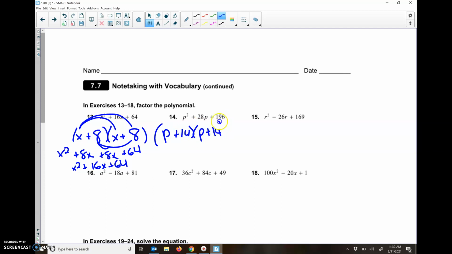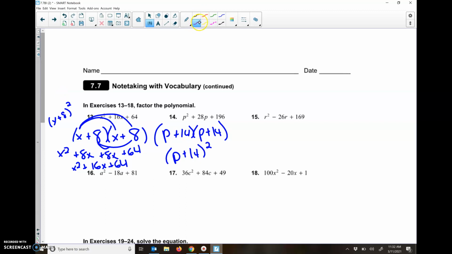And p plus 14 as well. And then another way the book might write it is, since you have the same thing twice here, they might just want you to write p plus 14 squared. And then same thing here, x plus 8 squared.